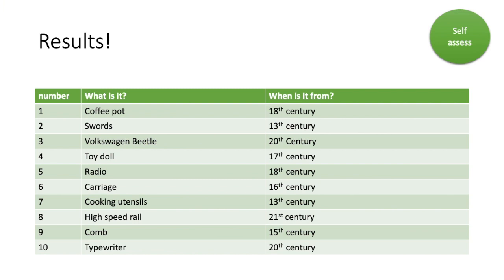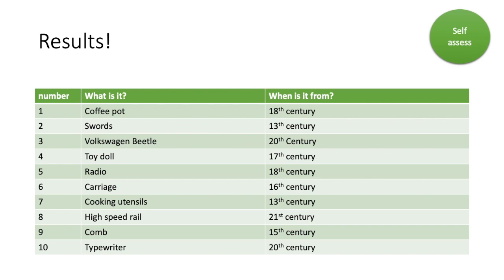So let's have a look at these results then. Number 1 was a coffee pot from the 18th century. Number 2 was some swords from the 13th century. Number 3 is a Volkswagen Beetle from the 20th century. Number 4 is a toy doll from the 17th century. Number 5 is a radio from the 18th century. Number 6 is a carriage, I'm sure that was pretty obvious to you, from the 16th century. Number 7 is some cooking utensils from the 13th century.